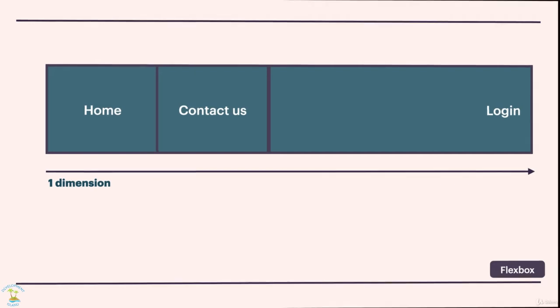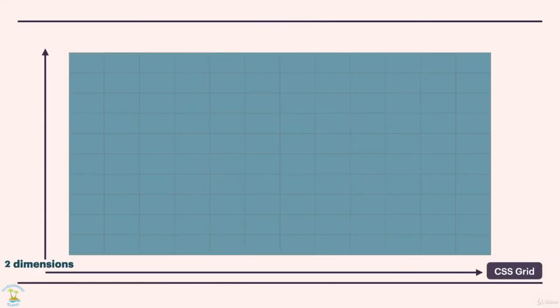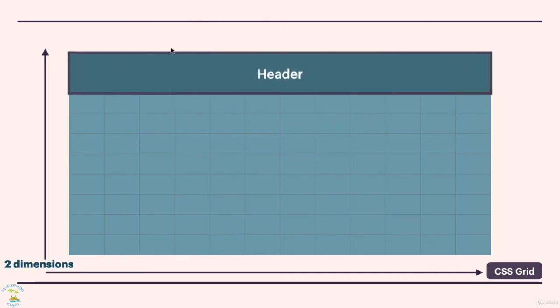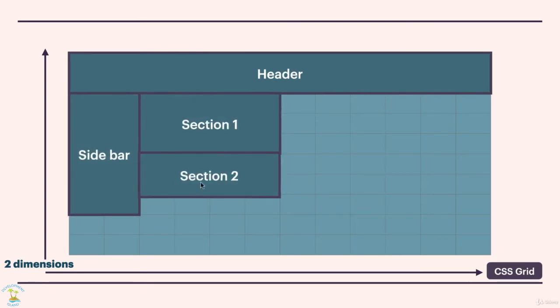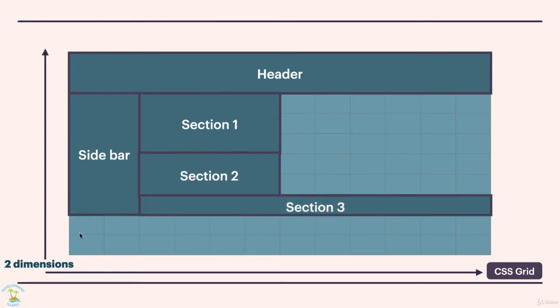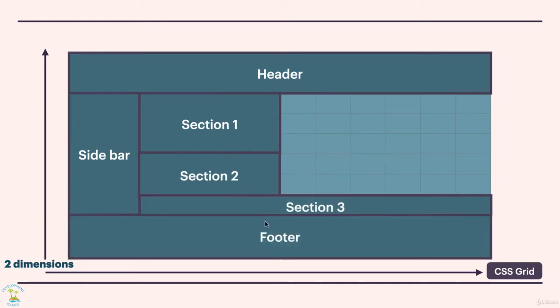Now, CSS Grid is slightly different. It works in 2 dimensions, and to use it, you just create a grid of rectangles inside your website, and then you decide which rectangles are going to be occupied by different elements. So you can, for instance, have a header occupying all those rectangles at the top, then have a sidebar occupying those rectangles, then one section there, another one there, another one there, and then a footer occupying all those rectangles at the bottom, and then an image occupying these ones.